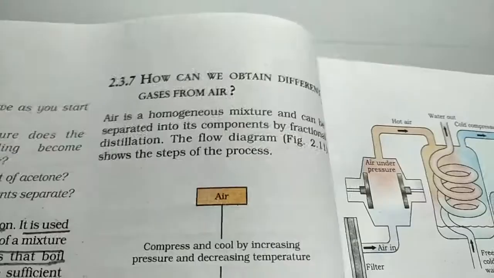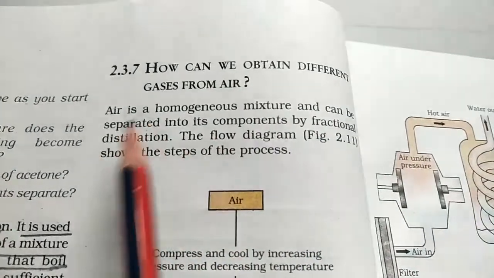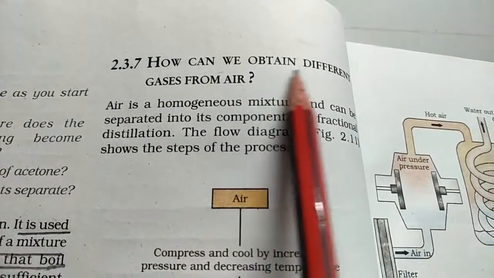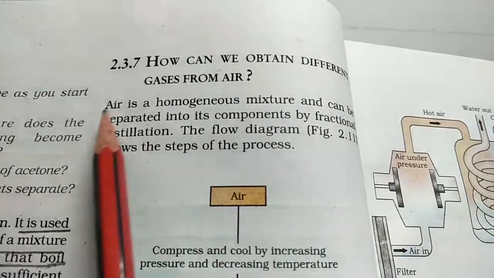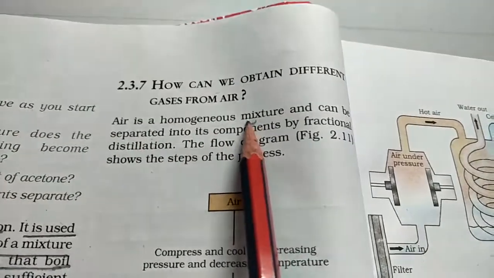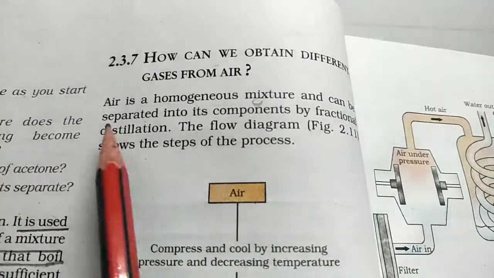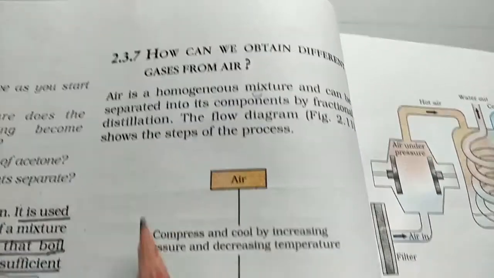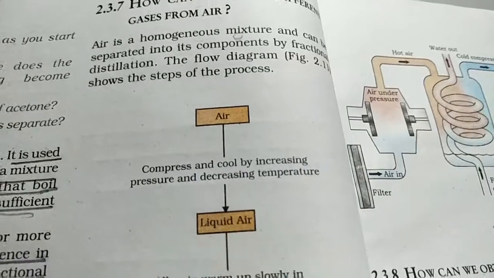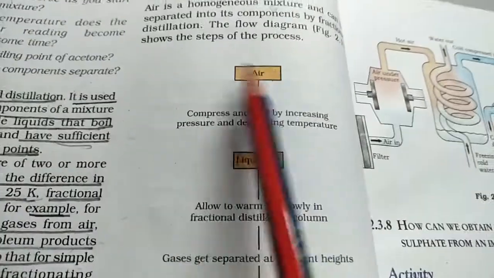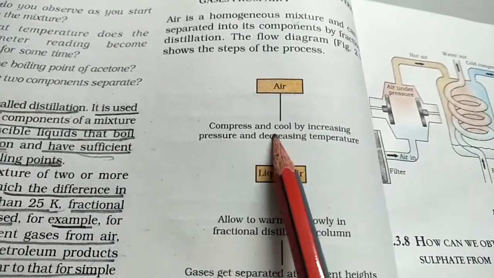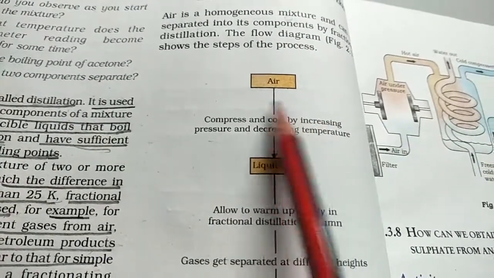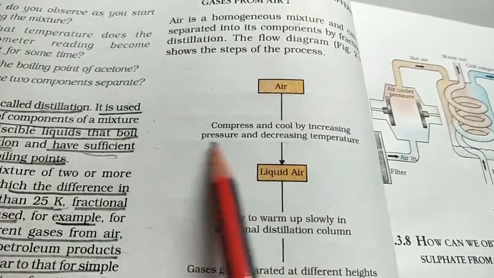So this is one thing, and the next thing which we are going to see is how to obtain the different gases from the air mixture. As we all know, air is a homogeneous mixture. Its components can also be separated by fractional distillation. Here are the steps of fractional distillation, how it happens. We take air, and we compress and cool it by increasing the pressure and decreasing the temperature.